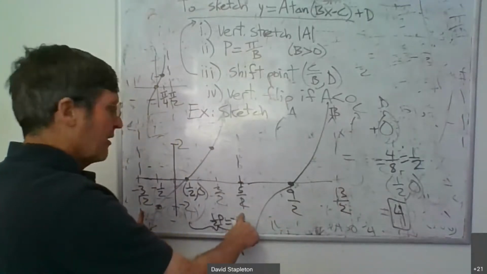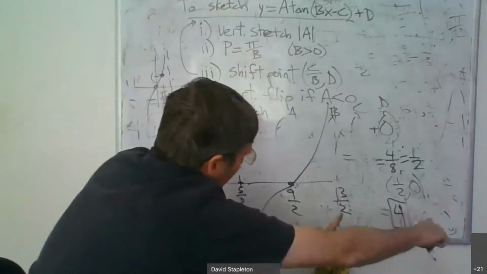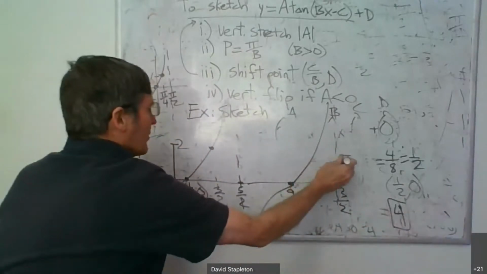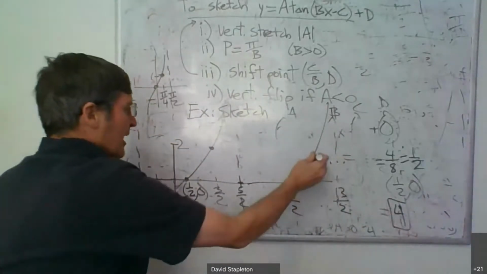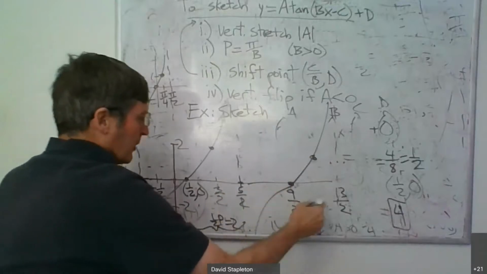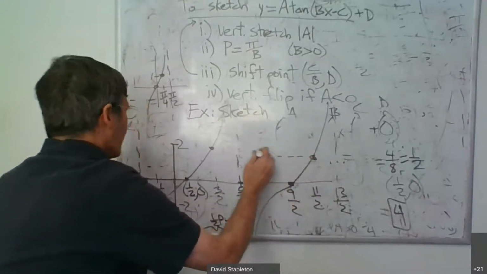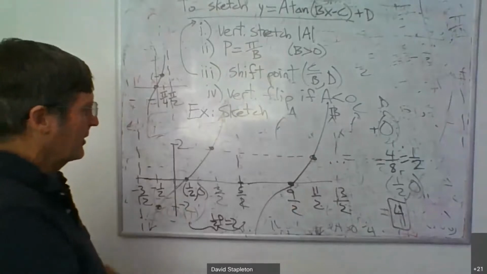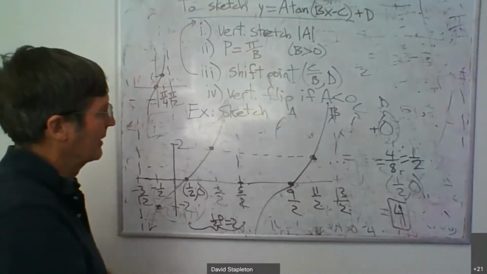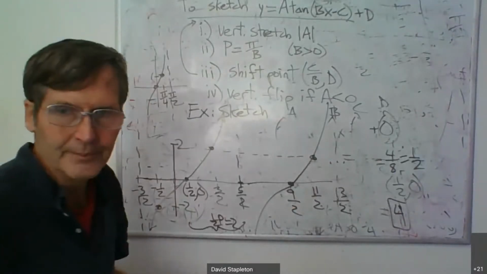The period is 4, so I go 4 more and 4 more and 4 more. And I just keep drawing forever. So this goes on, and I can plot these exact points. This one, 4 over, halfway between 9 halves and 13 halves is 11 halves. This should be also at 2. And so you can draw a nice graph like that for tangent. Okay.